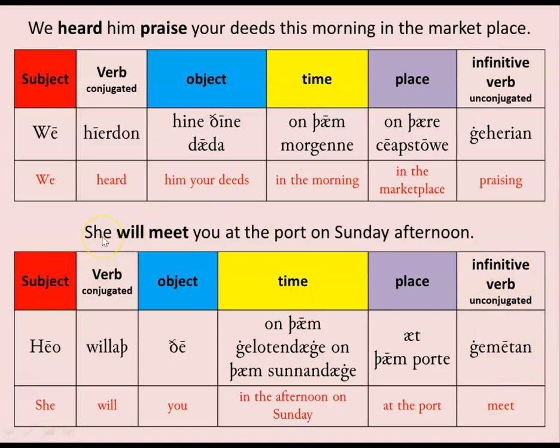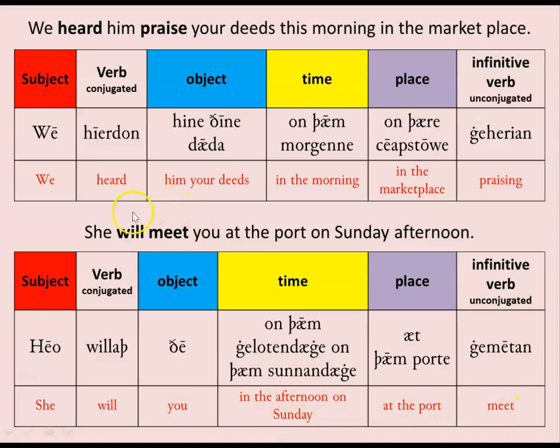She is the third person present tense singular, so we'll need the verb willeth for that. So heo willeth thee on tham yolotandaya, on tham sunandaya, at tham parte yamatan. Okay, she will meet you in the afternoon on Sunday at the port. She will you in the afternoon on Sunday at the port meet.